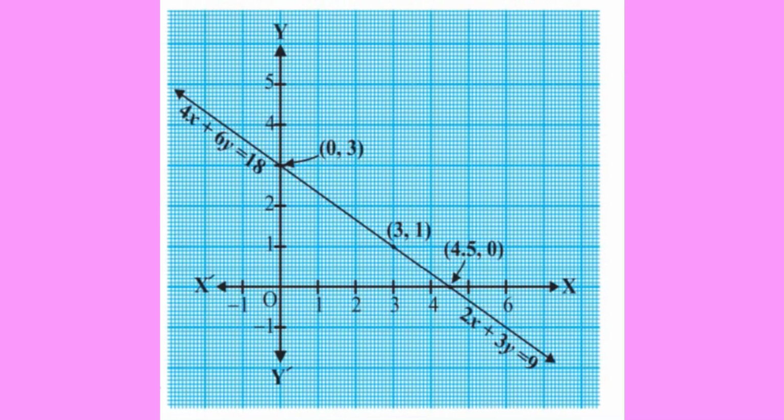Coordinates corresponding to the first equation, that is for the first table, were (0, 3), (4.5, 0) and (3, 1). Here you can see that they are plotted on the graph. The same coordinates were there for the second equation, that is for the second table also. So here you can see that both lines are coinciding with each other since the coordinates are same for both the lines.